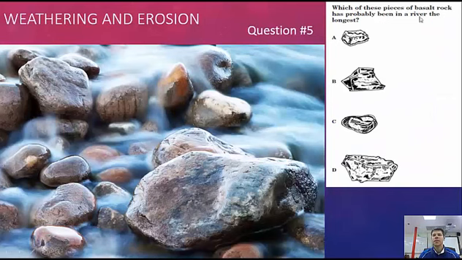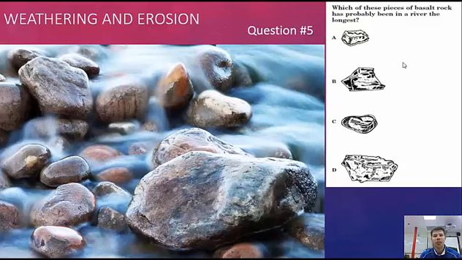So which of these pieces of basalt rock has probably been in the river the longest? We got a square piece here, and we got a funky irregular shaped piece here. We got a very rounded, smooth piece for C, and then we got another, slightly larger irregular piece right here.